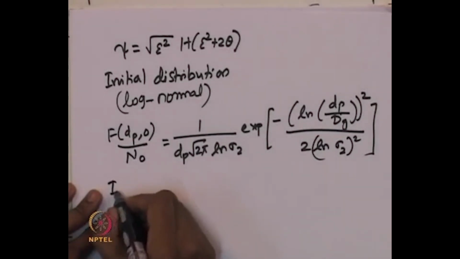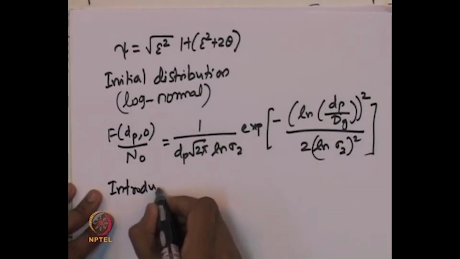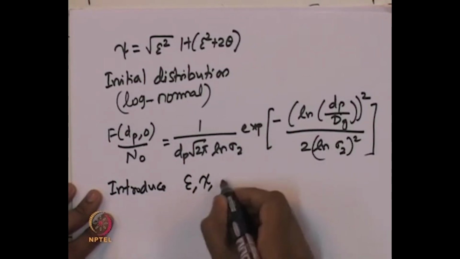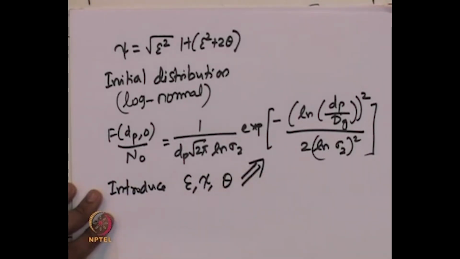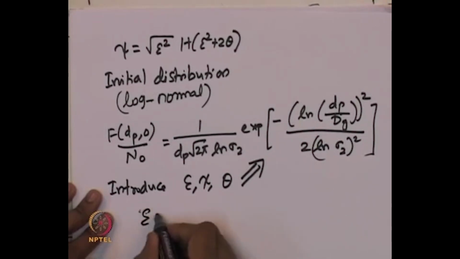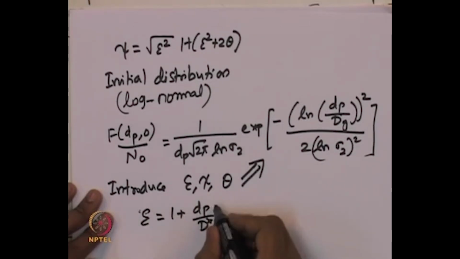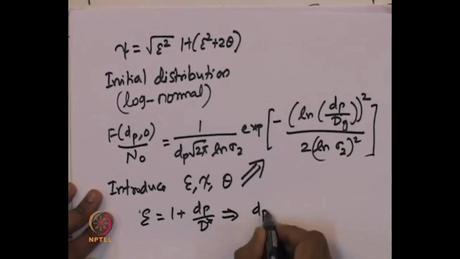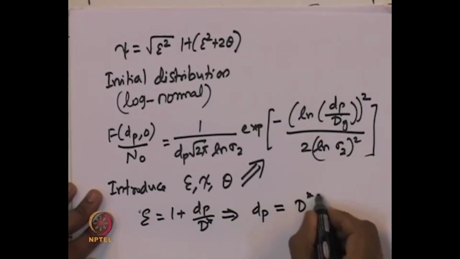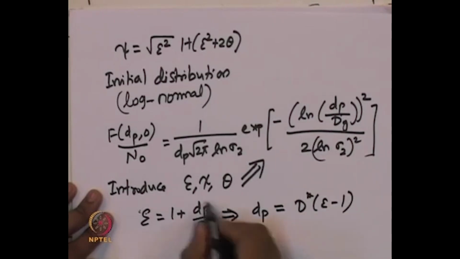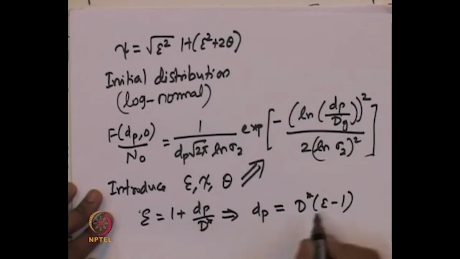So, basically we introduce epsilon, psi and theta into this initial distribution, and if we assume that epsilon is equal to 1 plus dp by d star. So, this comes from the non-dimensional form of epsilon. Then from here we can get that dp is equal to d star into epsilon minus 1. Actually, this is the non-dimensional form of epsilon, and from here we can find out the relationship between dp and the other parameters.